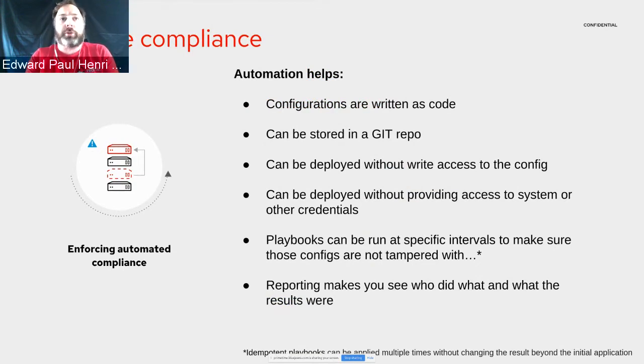Playbooks are one source of truth for the configuration and can be run regularly to make sure that all systems have the same config. Reporting will make sure that anomalies, like changed config on some systems, can be reported, as they might be an indication of a security issue.